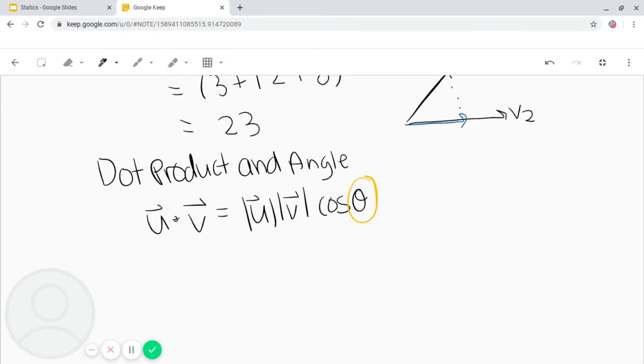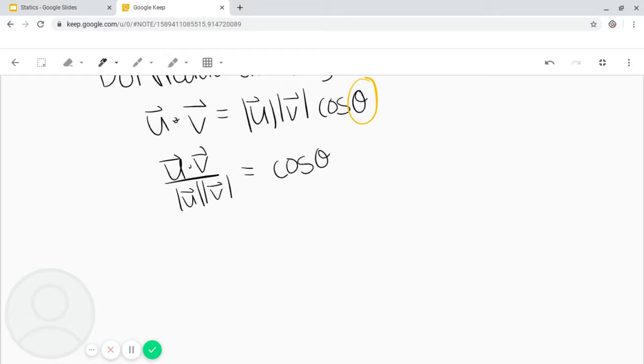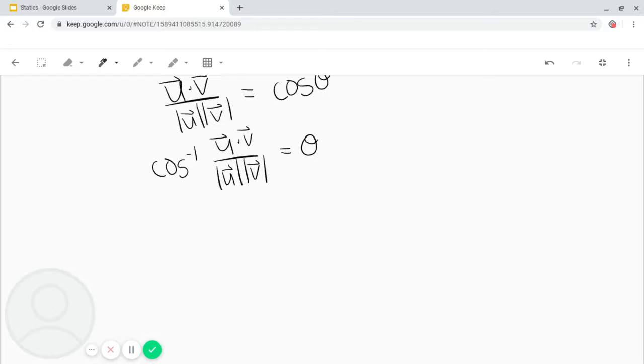Which we can do: u dot v over magnitude of u times magnitude of v is equal to cosine theta. And then if we take the inverse cosine on both sides, we'll end up with cos negative 1, or arc cos, of u dot v over magnitude u times magnitude v equals theta. And then we can just fill it in here.